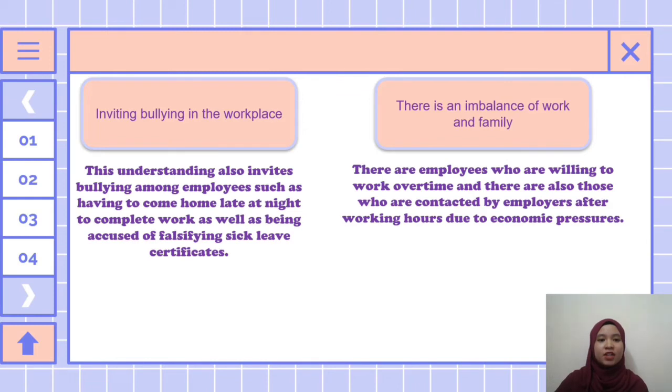First, inviting bullying in the workplace. This understanding also invites bullying among employees, such as having to come home late at night to complete work, as well as being accused of falsifying sick leave certificates. Second, there is an imbalance of work and family. There are employees who are willing to work overtime, and there are also those who are contacted by employers after working hours due to economic pressure.